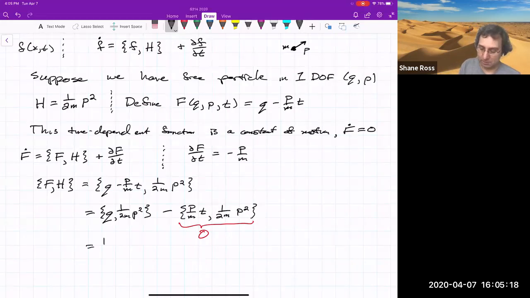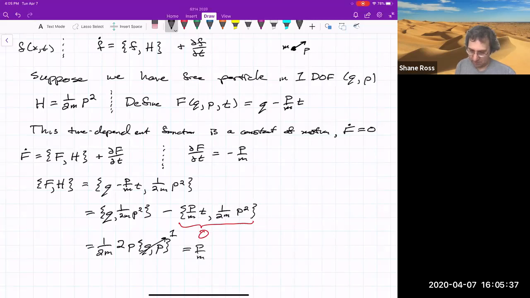And by a similar approach from before, you could bring out the constant 1 over 2M, then there'll be a 2P, and then Q with P. And that's a fundamental Poisson bracket, which equals 1. So we get, what do we get? P over M. So notice F dot, which is P over M minus P over M, equals 0.